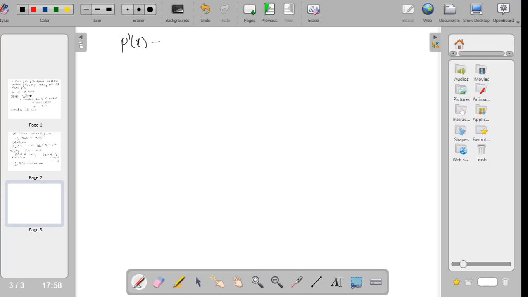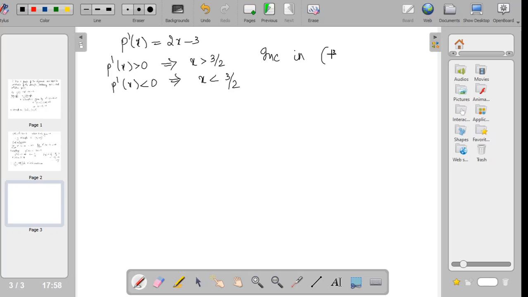So p dash of x is 2x minus 3. So p dash of x is greater than 0 when x is greater than 3 by 2, and p dash of x is less than 0 when x is less than 3 by 2. So therefore it is increasing in 3 by 2 to infinity, and it is decreasing in minus infinity to 3 by 2. So those are the intervals of increasing and decreasing.